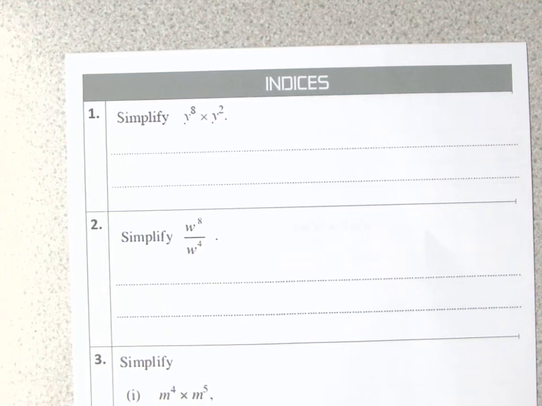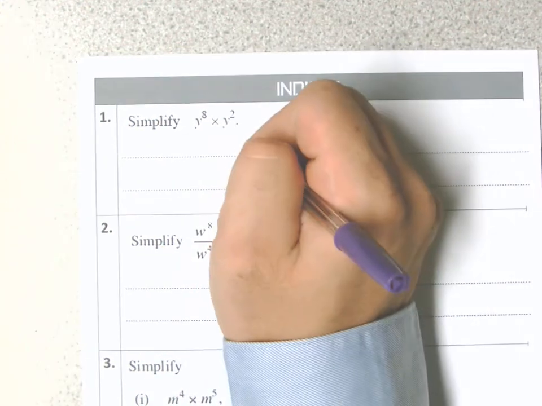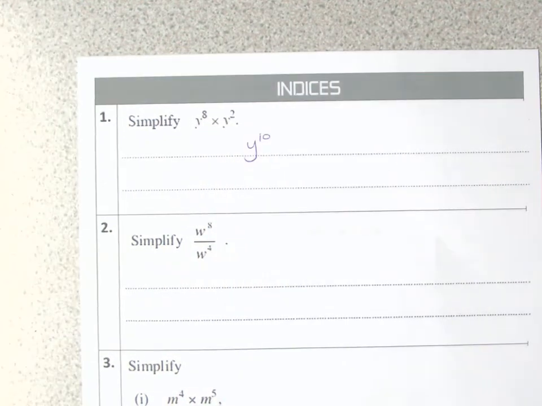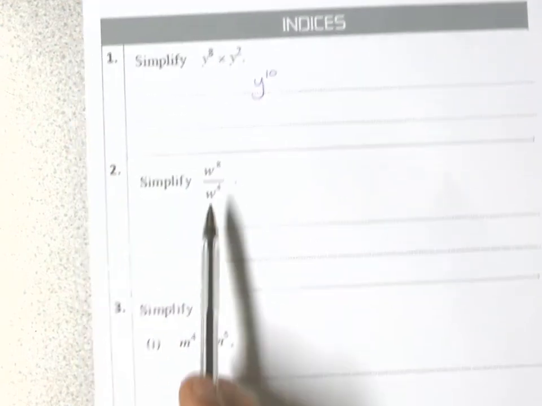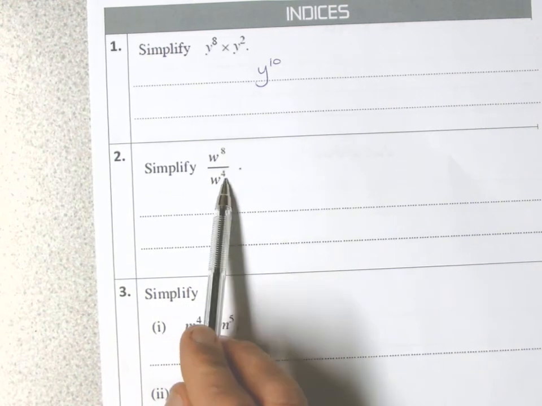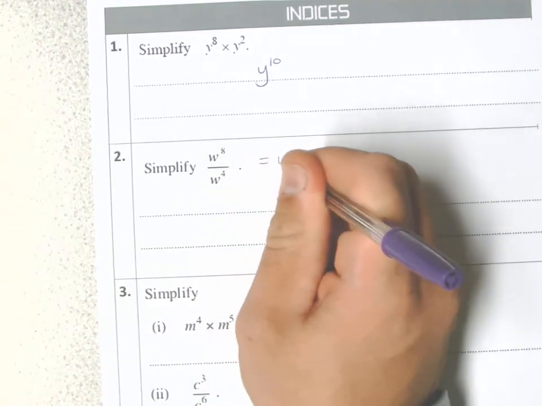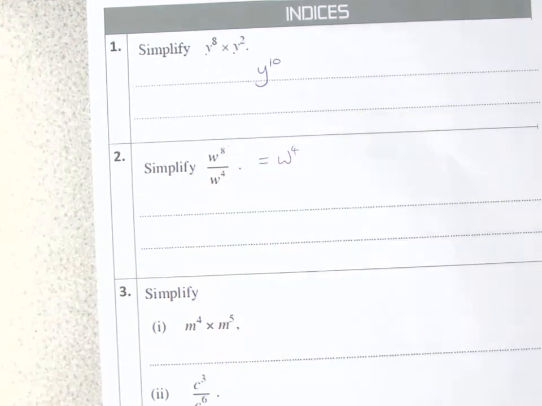Okay, indices. Now, we just need to remember the rules of indices. When we're multiplying, you add the powers. So this becomes y to the power 10, because you're adding the powers here. 8 plus 2 gives you 10. When you're dividing, you subtract the powers. So the top one take away the bottom. In this case, it'd be 8 take away 4, and it actually gives you 4, power 4.